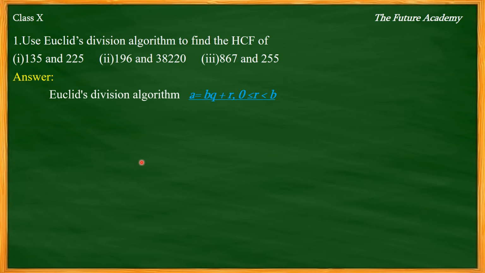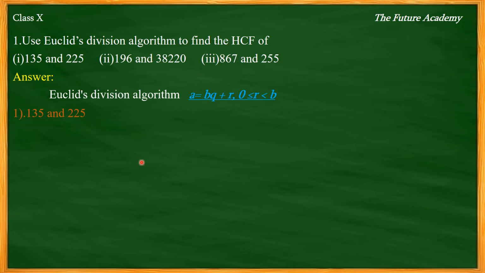For any two positive integers a and b, there exist unique whole numbers q and r such that a is equal to bq plus r. The condition for r is that r should be less than b and greater than or equal to 0.